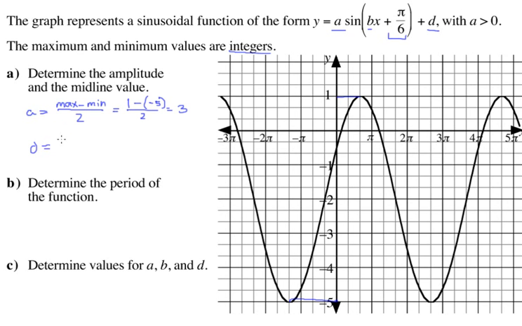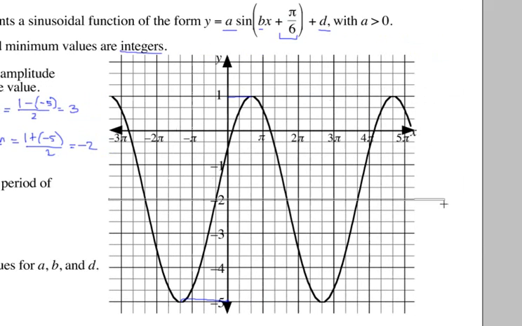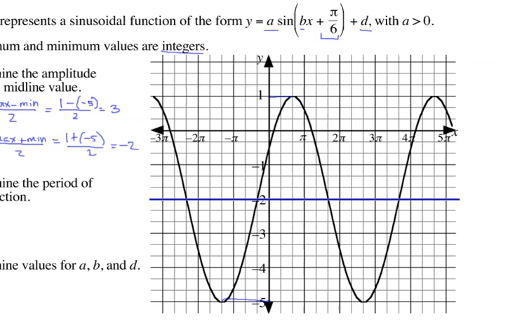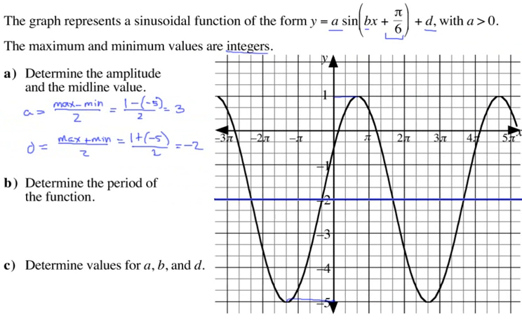And for the midline, we do max plus min divided by 2, so we get 1 plus -5 divided by 2, which is -4 over 2, which is -2. So our midline is on -2. And from there, our amplitude is 3, so these hills should be 3 units high, and these valleys should be 3 units deep. That all looks good.